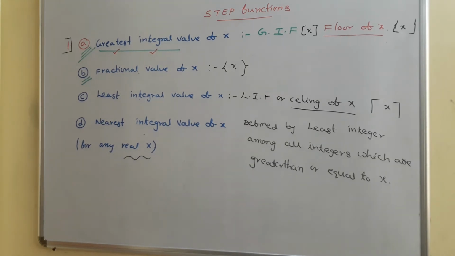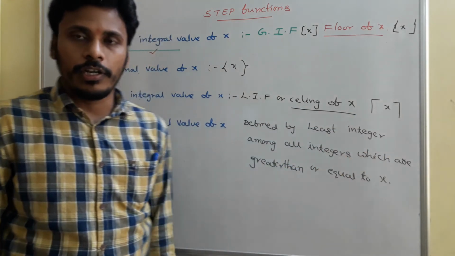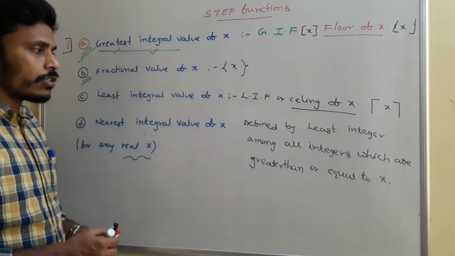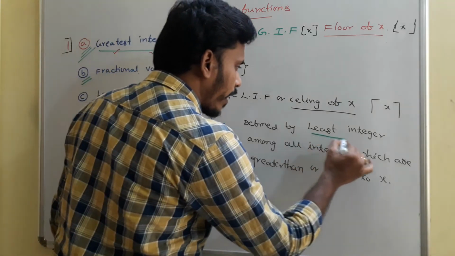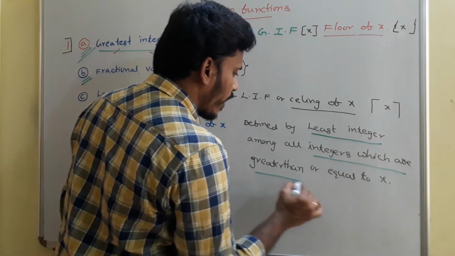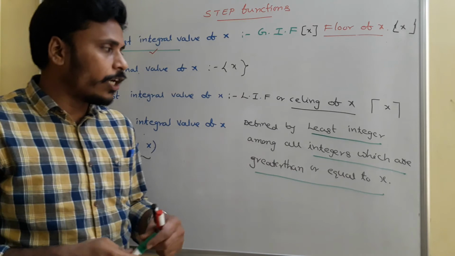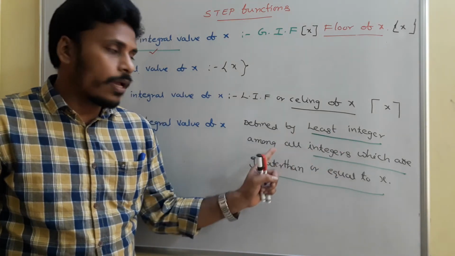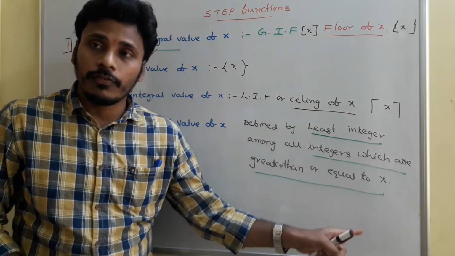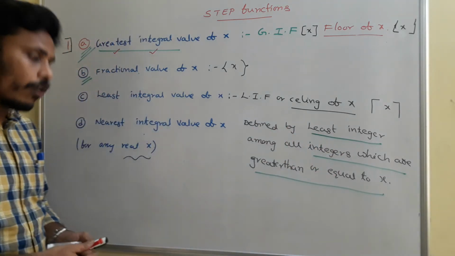Now the third one, C, which is the least integral value of x, and we also call it the ceiling of x, and it is denoted by this notation. It is defined as follows: we need to identify the least integer among all the integers which are greater than or equal to x. Whereas for the greatest integer function, we need to identify the greatest integer among all the integers which are less than or equal to x. But here, it is the least integer which is greater than or equal to x.